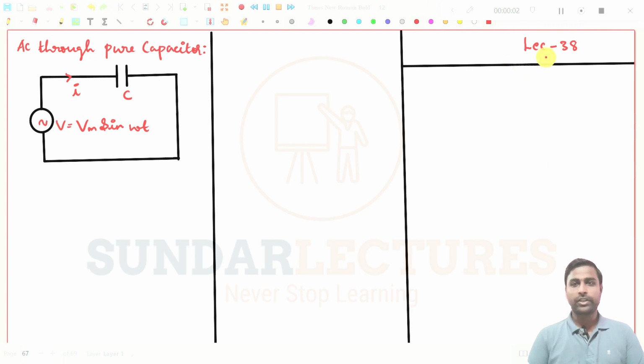Welcome to Sundar's lecture. This is lecture number 38, and in this lecture we are going to see AC through a pure capacitor, and then we are going to derive the expression for power in the capacitive circuit.